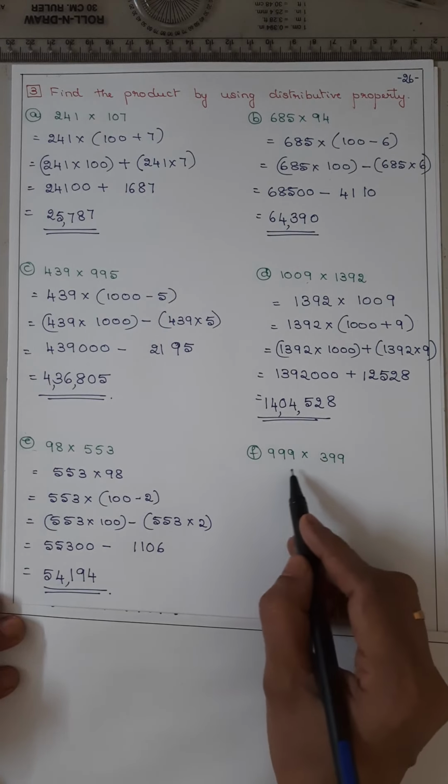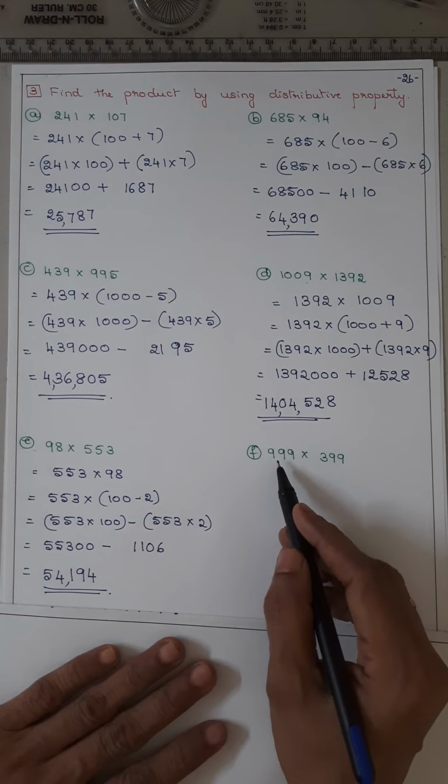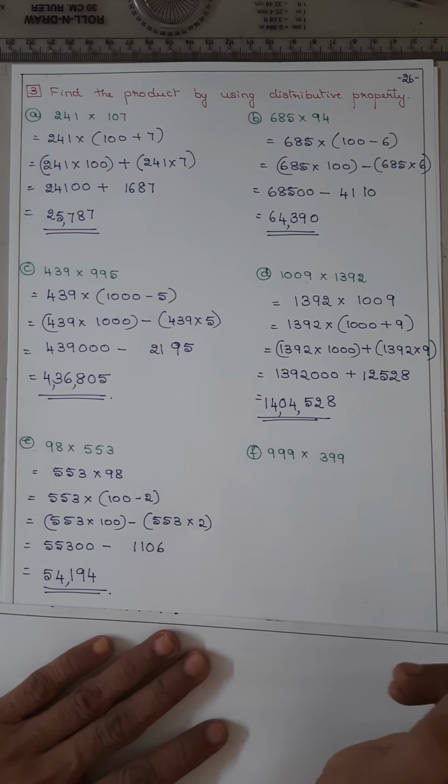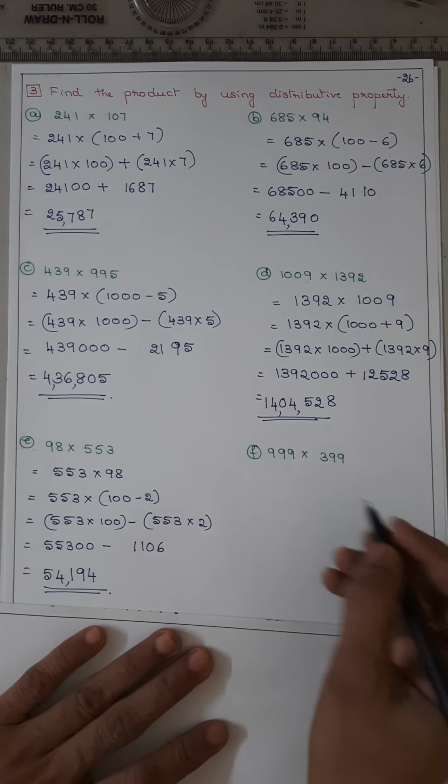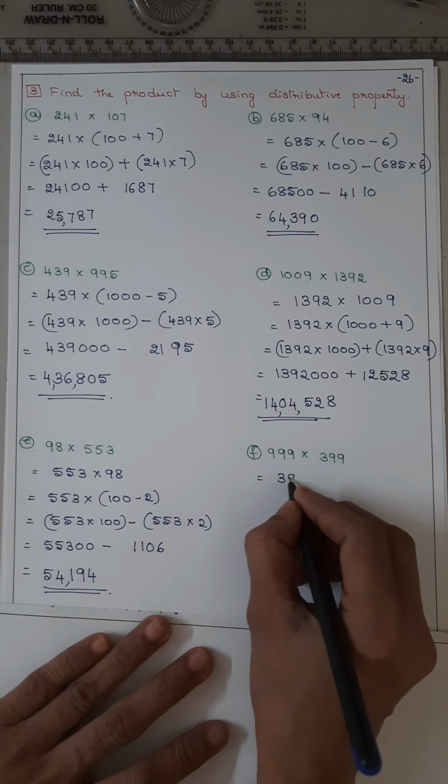Now coming to 999. This can be written as 1000 minus 1. Isn't it? So first rearrange 399.